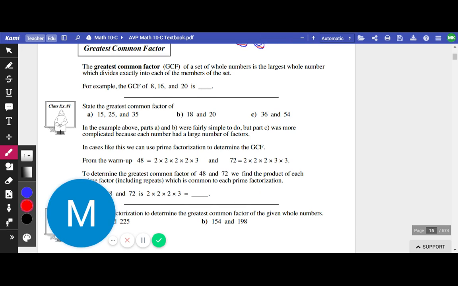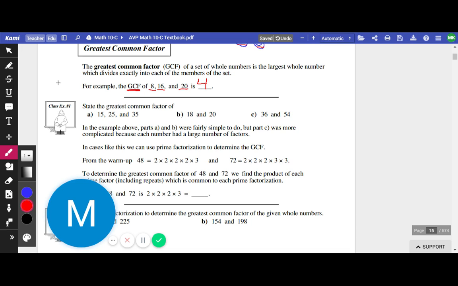So a greatest common factor, if you break down the words: factor means numbers that divide into something, right? Common means it's shared among everything. And greatest means the biggest number. So greatest common factor means the largest number that can divide into everything that you're given. For instance, if they ask what's the greatest common factor, or GCF, of 8, 16, and 20, they're asking what's the biggest number that divides into all three of those. And the biggest number that divides into all three of those would be 4.